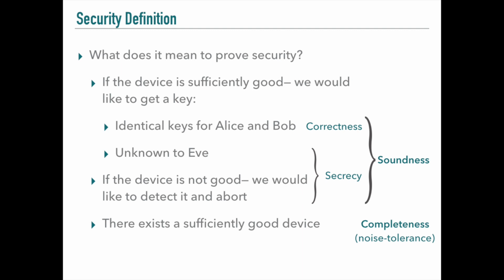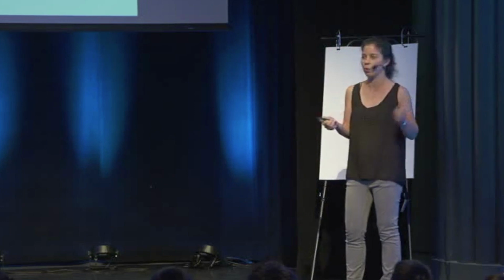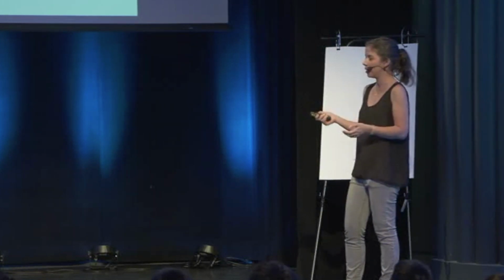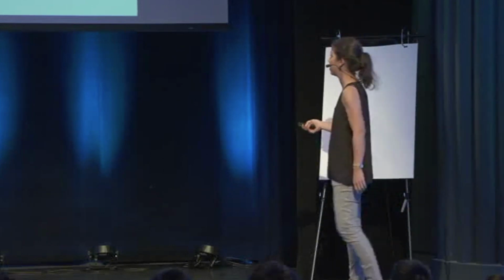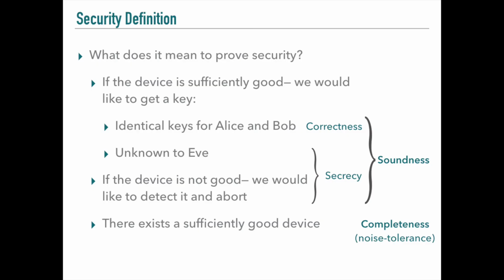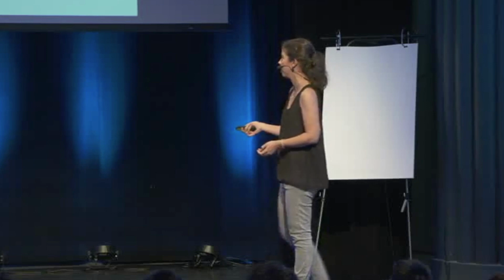The other option is that the device is just not good. Either it's malicious or it's too noisy or whatever. What we want to do in that case is just to be able to detect it. We want to say, okay, abort. This is not good. I don't want to create a key. And another requirement is we want to be able to say that we can actually implement a protocol. So there exists an implementation of the device, an implementation of the protocol, that will not abort, that will actually get a key. Otherwise, it's not very useful.